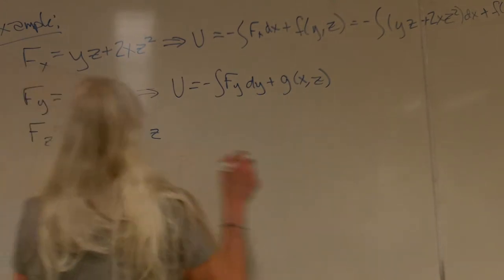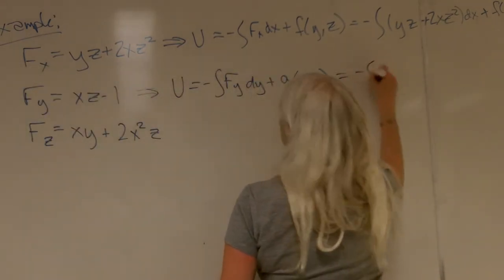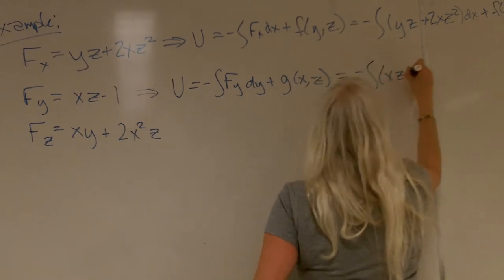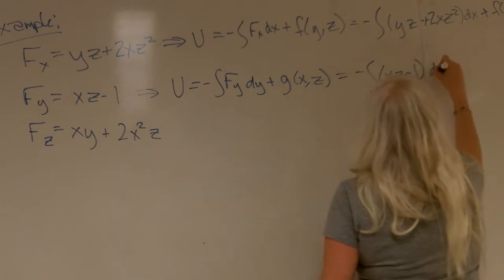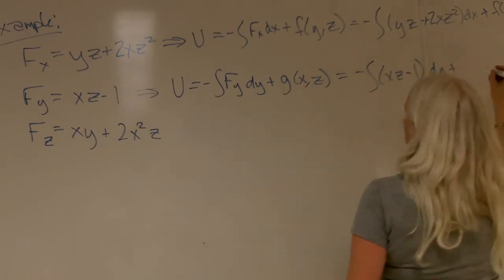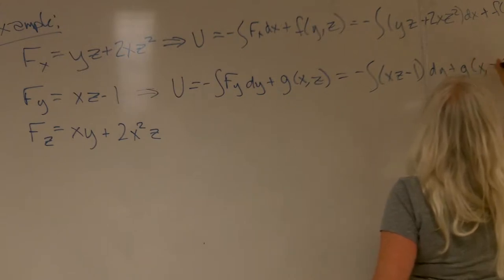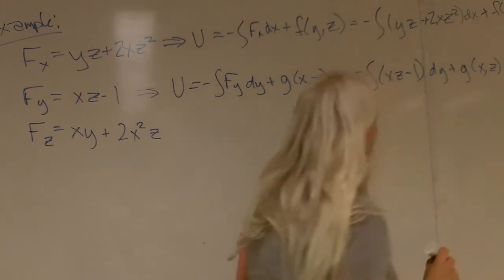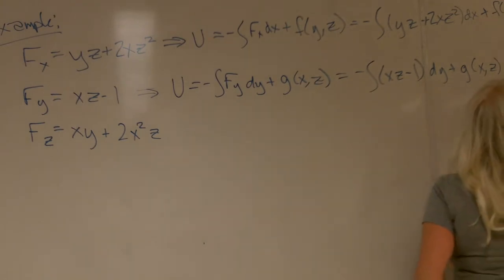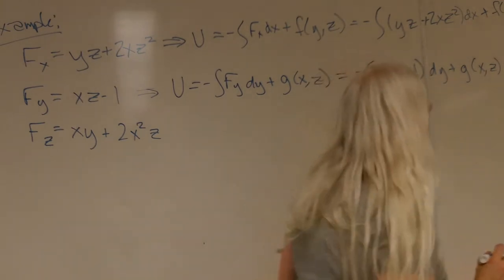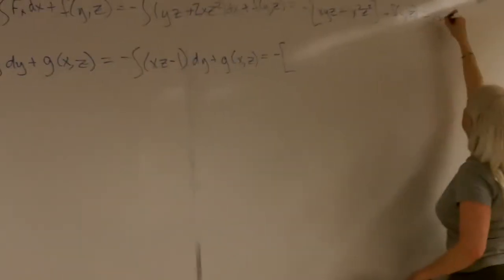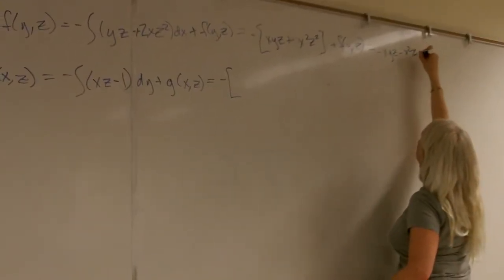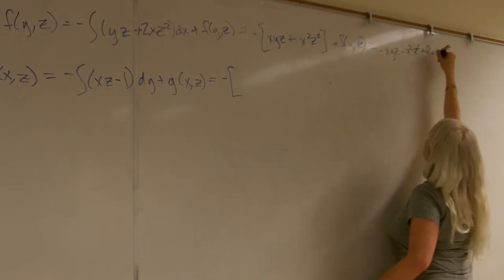So let's plug in this expression here for f sub y. So this is minus the integral of the quantity xz minus 1 dy plus g of x and z. Okay, so we'll leave the minus sign out in front. Let's just simplify this by the first expression. Let's multiply that minus sign first. So that's minus xyz minus x squared z squared plus f of y and z.